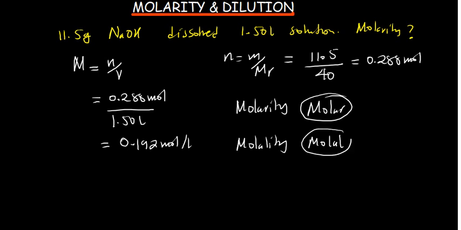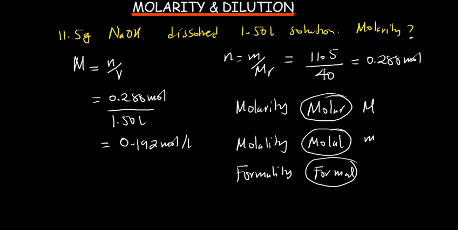If you're talking about formality, the unit can also be given as formal. So this is capital M, this is small m, this is capital F. Therefore, you will see most of the times we are going to give the answer 0.192 with a capital M. This capital M meaning molar with an R at the end is the same as mole per liter. If there is an L at the end, that's molal. That is for molality. It's different from molarity. Okay.